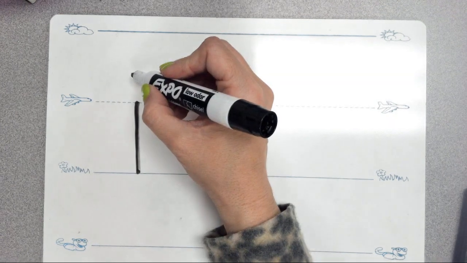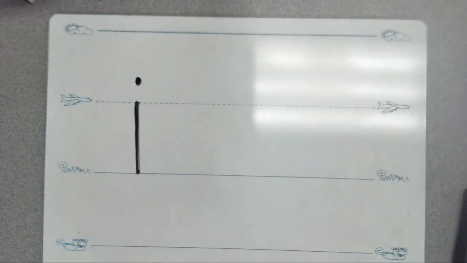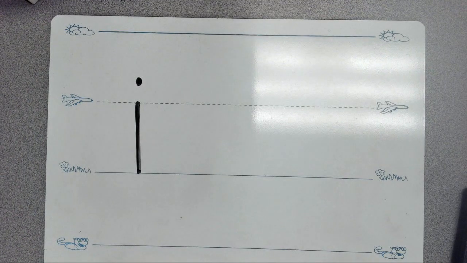Now our dot is going to go just above the plain line. We are making a dot, not a lollipop. Okay, second one.